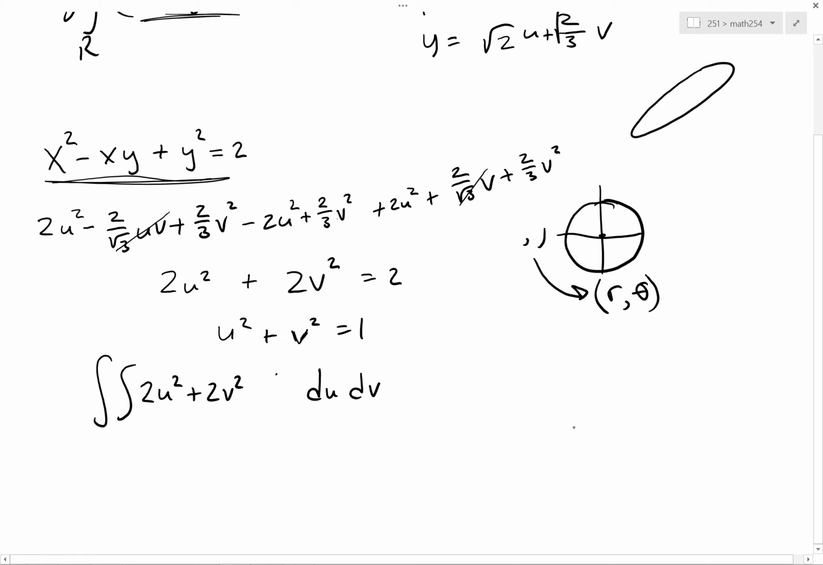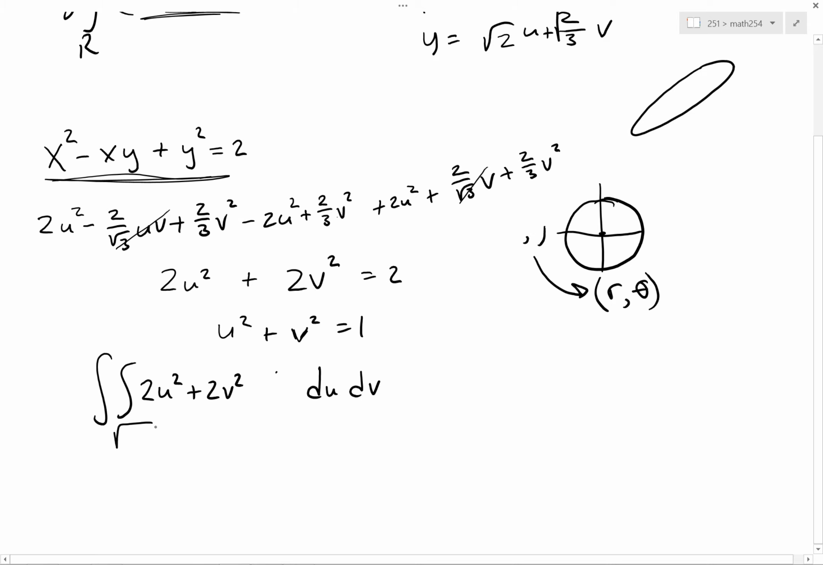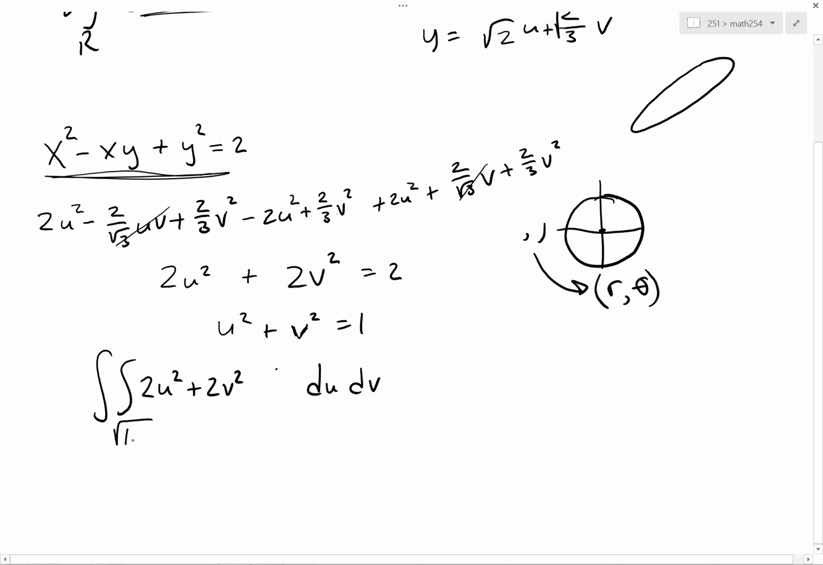Okay, so that's all fine and good. Actually, we do know what goes here. Technically speaking, the way I have it written, it'd be 1 minus v squared, and then negative 1 to 1.